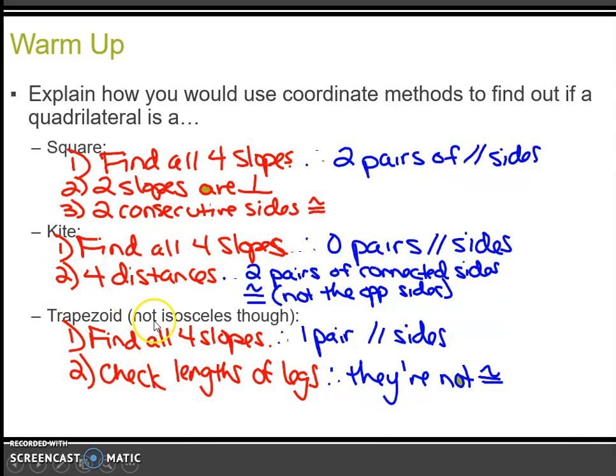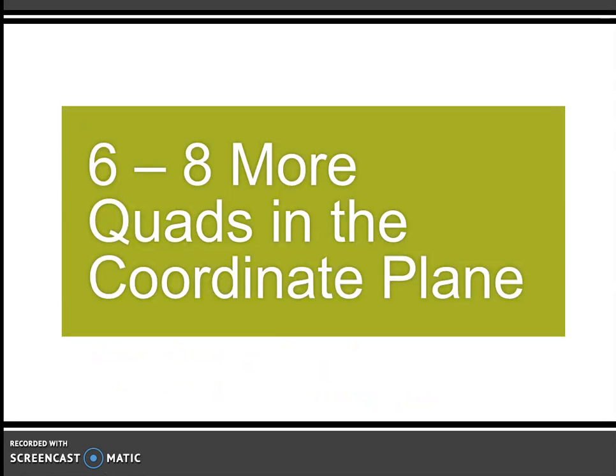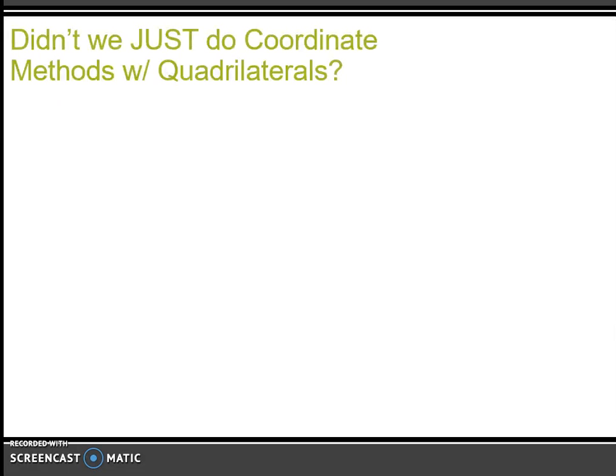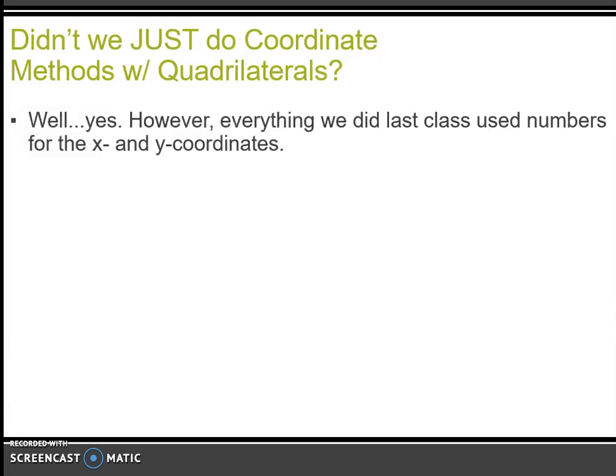For a trapezoid, not isosceles though, just a regular one, find all four slopes, one pair of parallel sides, and check the lengths of the legs. If they're congruent, that's isosceles. If they're not congruent, then it's not an isosceles trapezoid. So this is what you use, slope and distance, to prove that each quadrilateral is a square, kite, or trapezoid. So just to piggyback on that, we're going to do a new one, more quads in the coordinate plane. So please take notes.